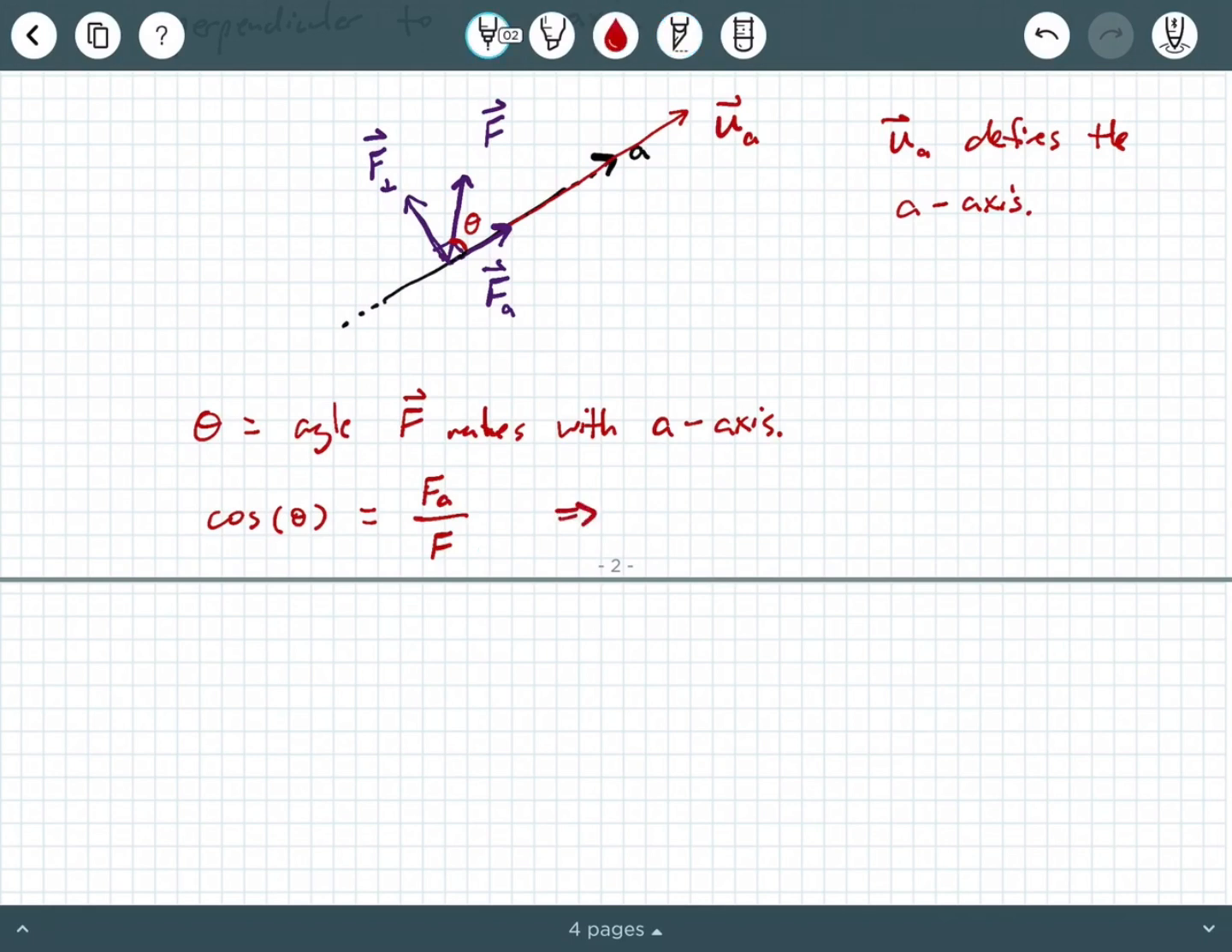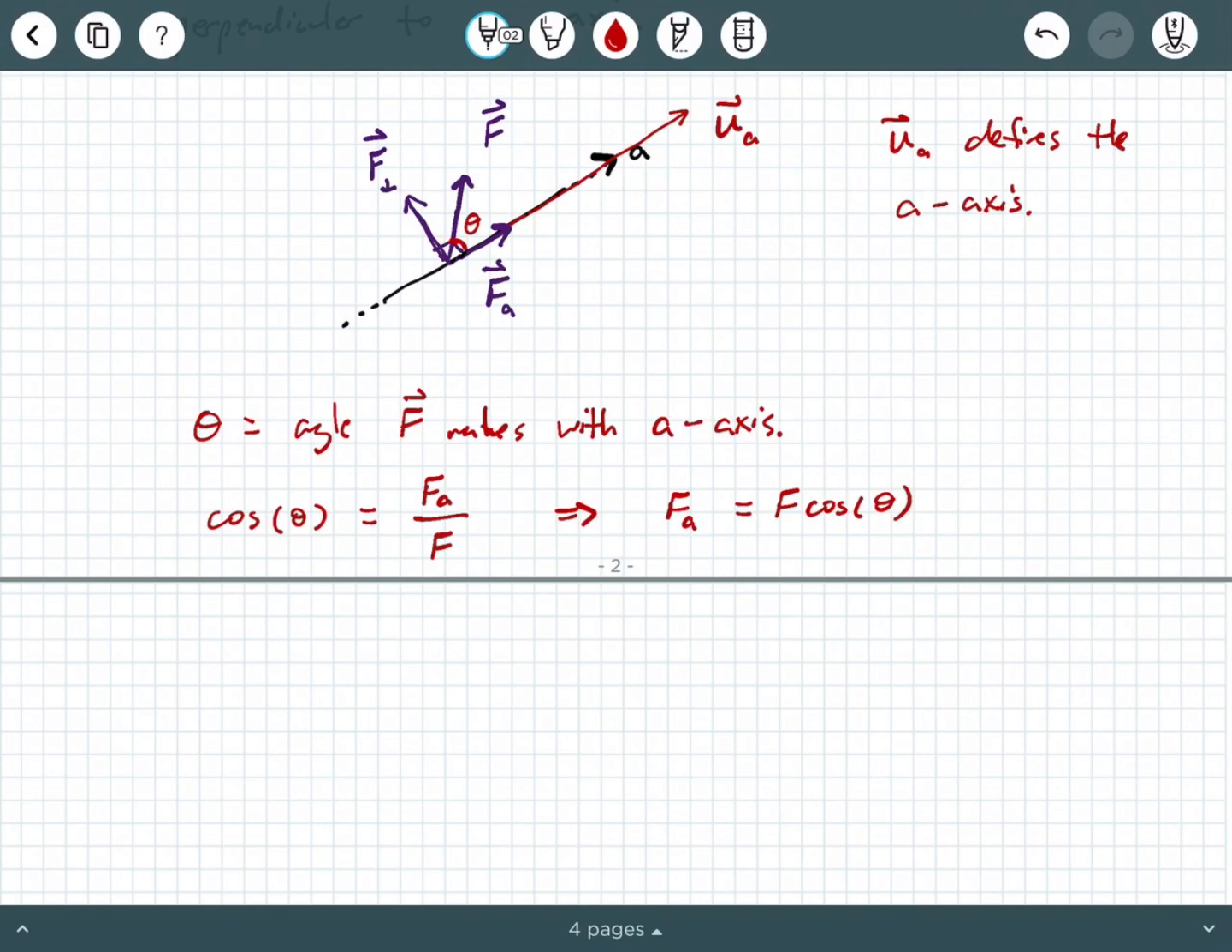Now I can do a little bit of rearranging, and I can get the magnitude of FA is equal to magnitude F times cosine theta. All right, no question there.